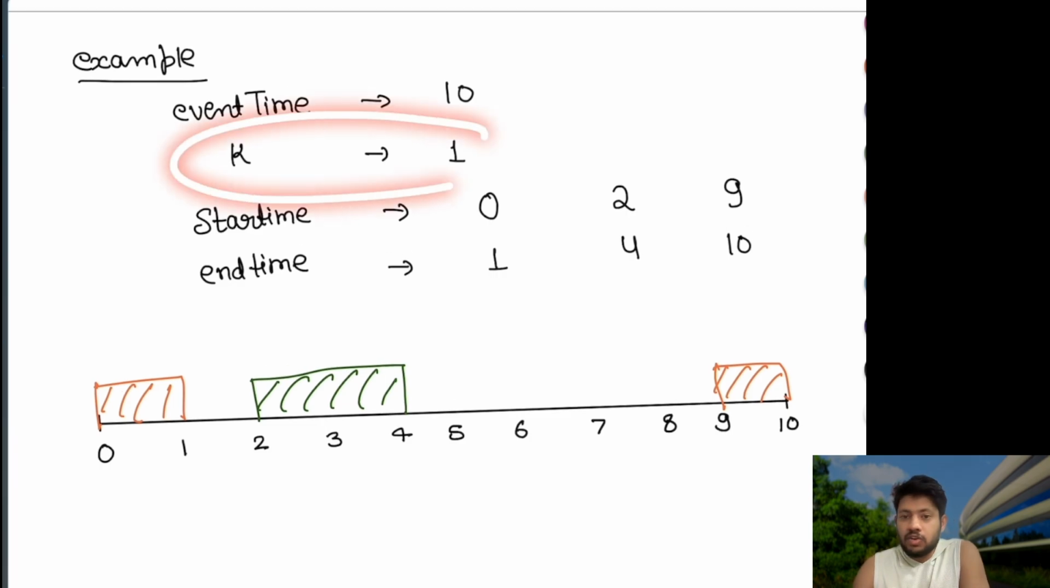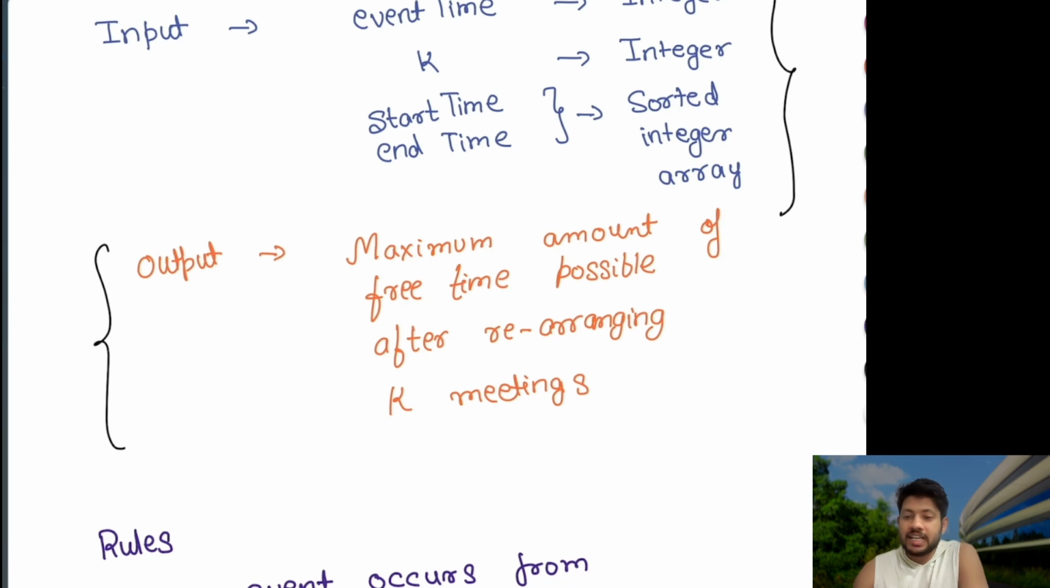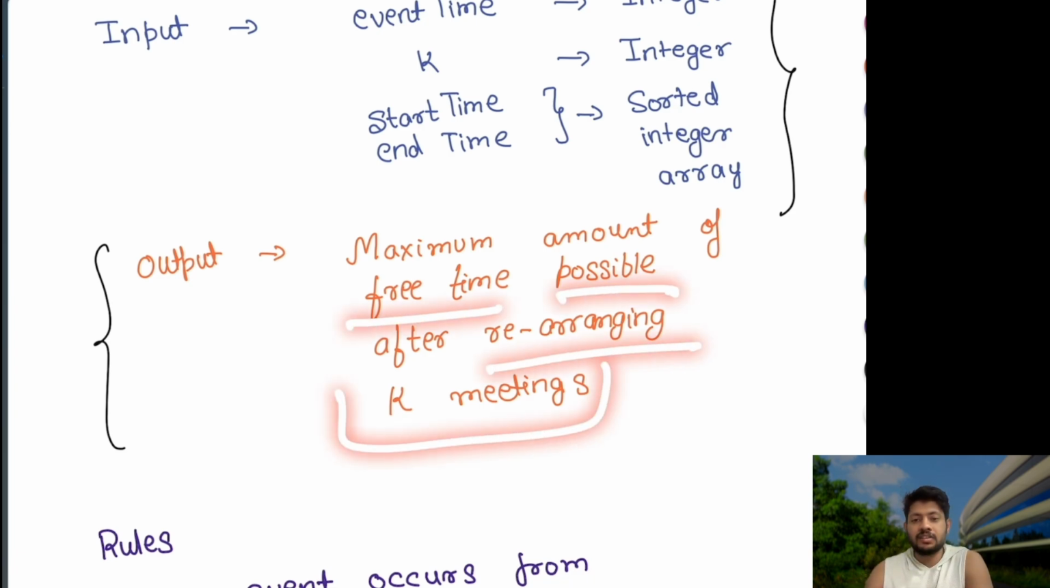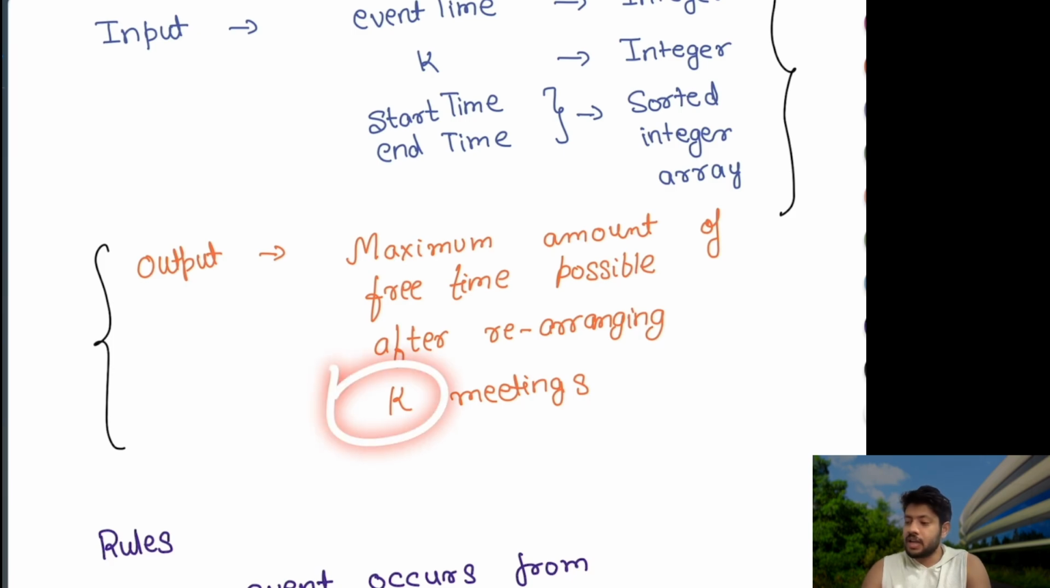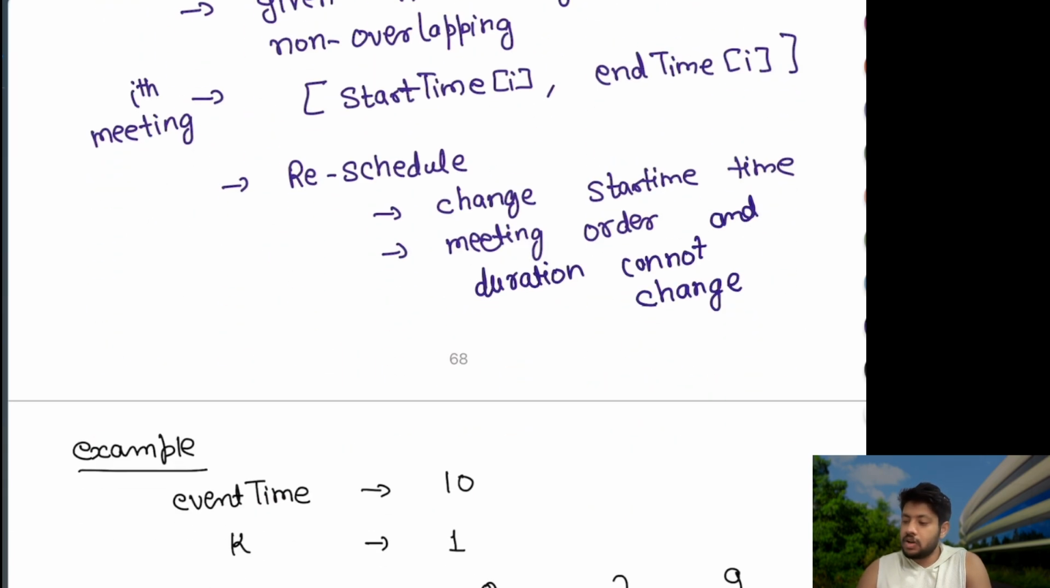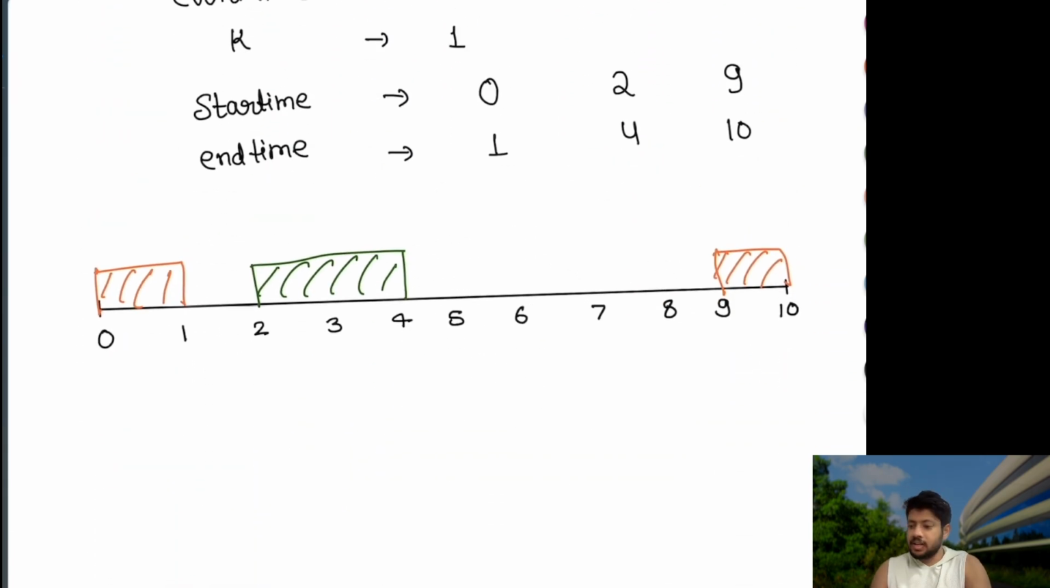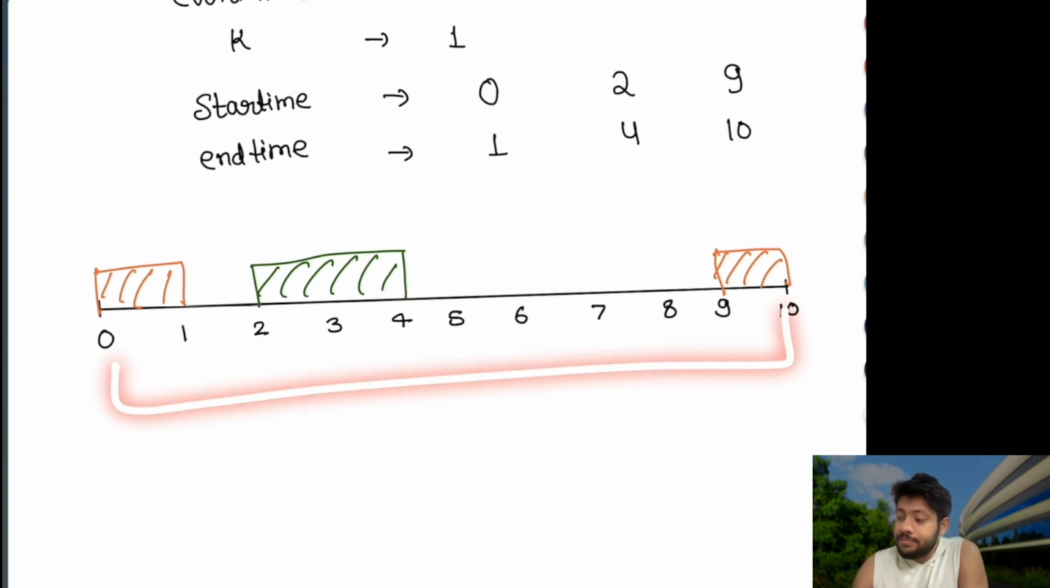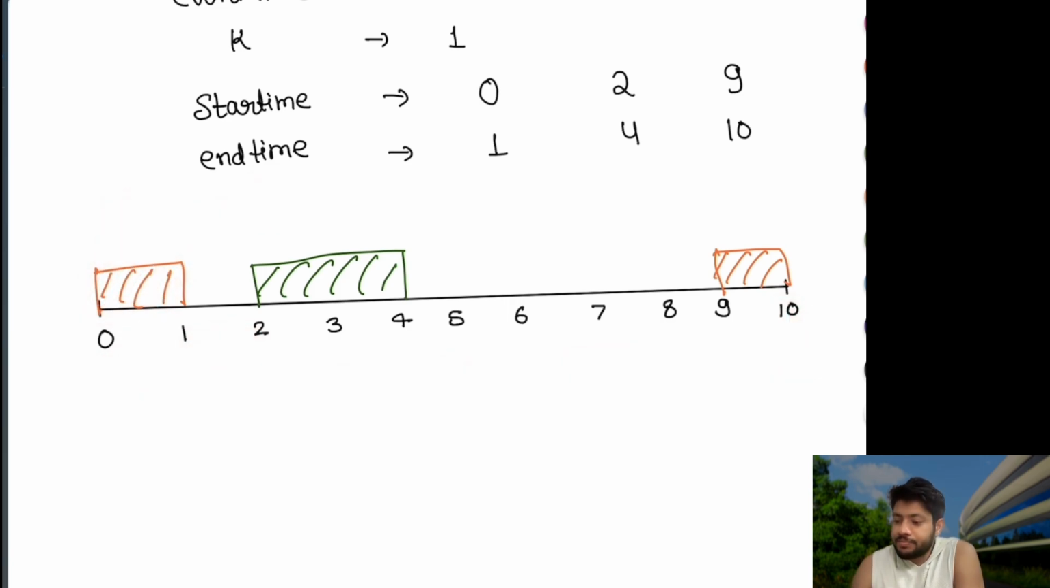If you forget about the value of k, the output we need to find is the maximum amount of free time possible, right? After rearranging k number of meetings, forget about rearranging, forget about k. I just need to find out the maximum amount of free time. So what is the free time? If you will notice here, my total timing is from 0 to 10. I have a meeting from 0 to 1. This is not free. From 1 to 2 it is free, right? I am free. I don't have any meeting, right? So this 1 is free. The total gap is 1, right?